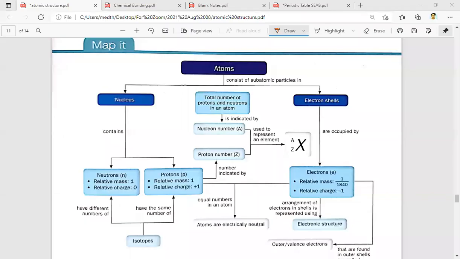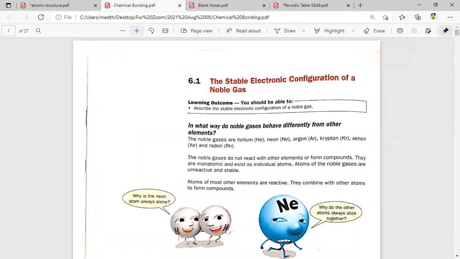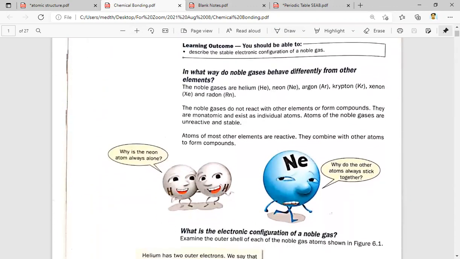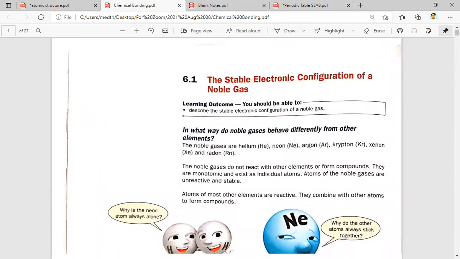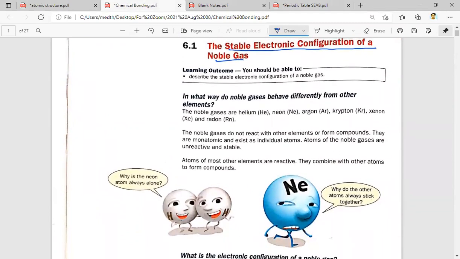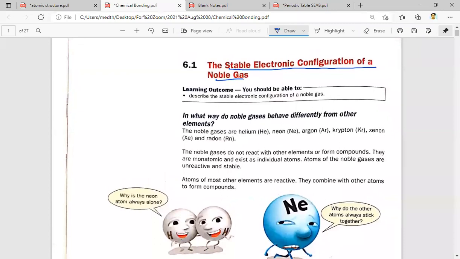Okay, so let's go on now to chemical bonding. At this point, I will go a little bit slower because this is no longer revision. This is really going through the topic the way that you are currently going through it. Let's start off with chemical bonding. You realize they start off with this idea of the stable electronic configuration of a noble gas. So what is this starting thing all about? I want you to take note of this.